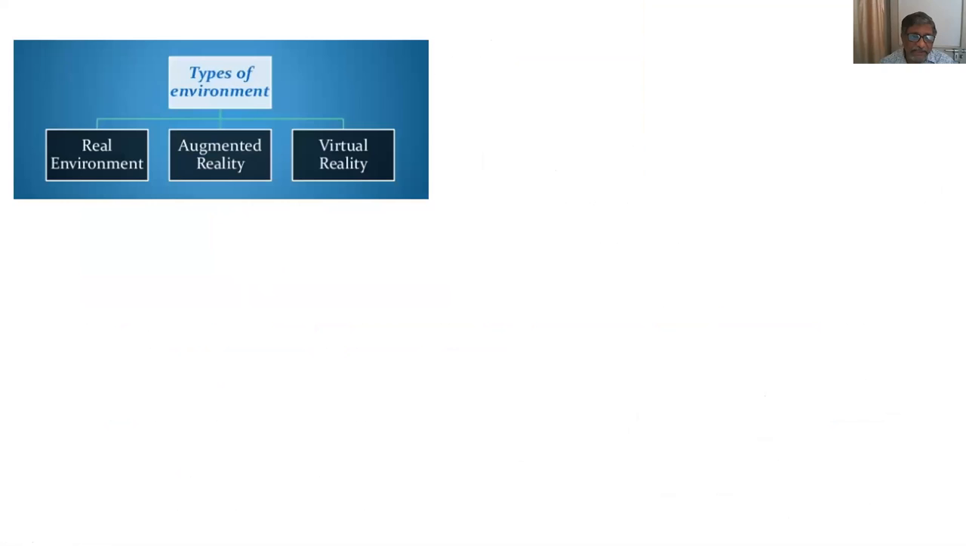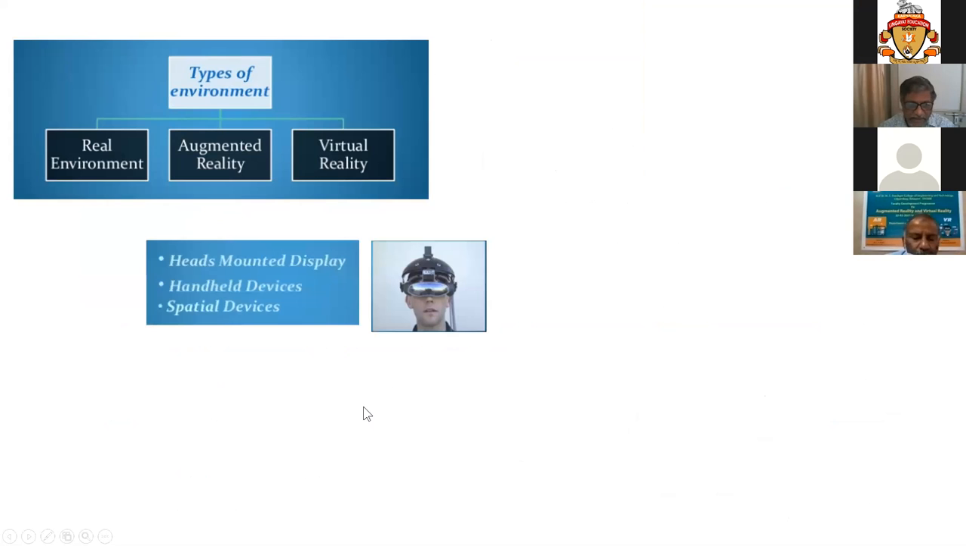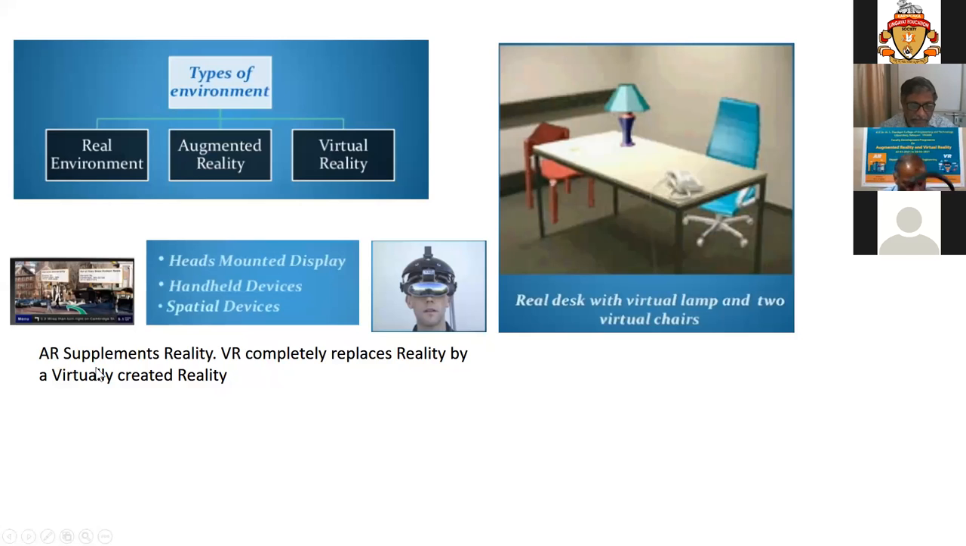Now, the types of environment one creates, compared to the real environment, in augmented reality and virtual reality: the devices are, some handheld, some spatial, some head mounted. Today's technology is so small that Apple is already thinking of releasing a very simple, specs-like device. Mobiles, everybody knows about it. But AR actually supplements reality, while VR completely replaces reality with a virtually created reality. This is the main difference between the two.